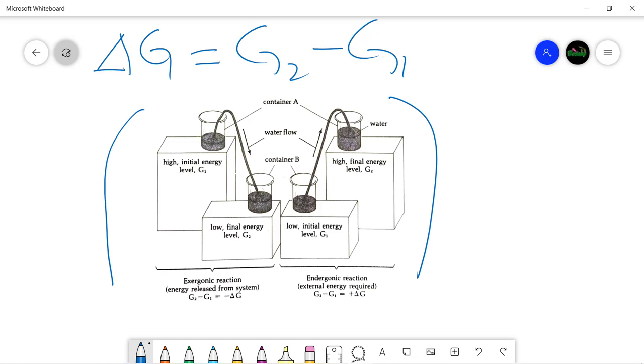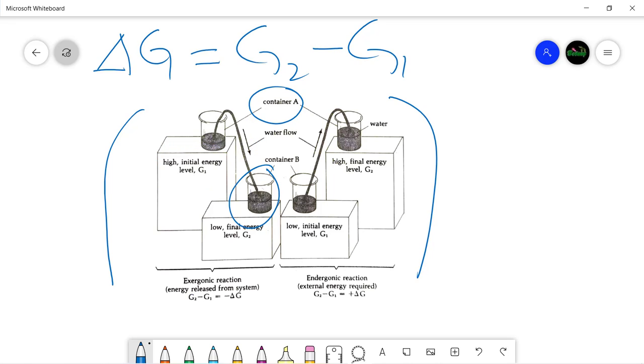On the left side we have water moving from container A to container B, and this is a downhill movement. As you can see here, the water is at a higher initial energy level, that is G1 is higher, and as it moves down through this siphon into container B or the second beaker, the energy is lost.